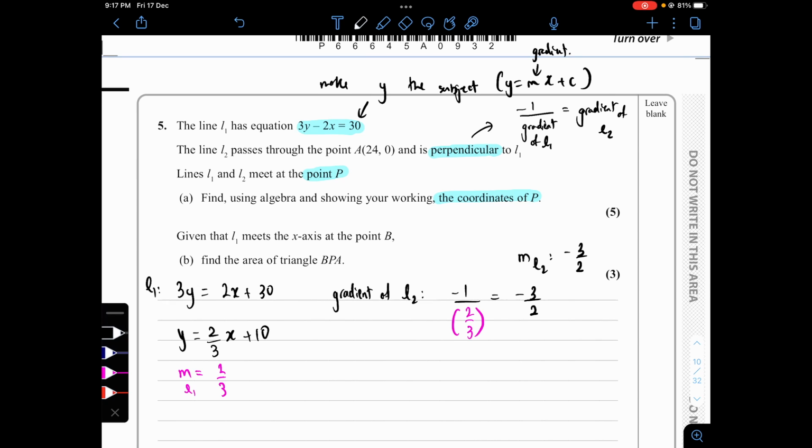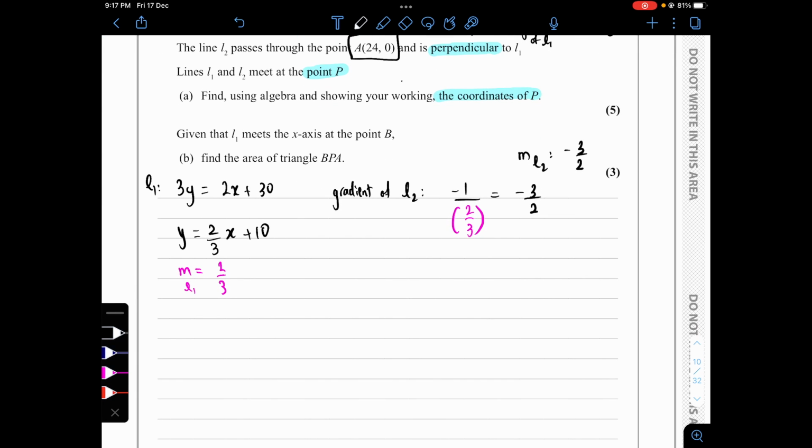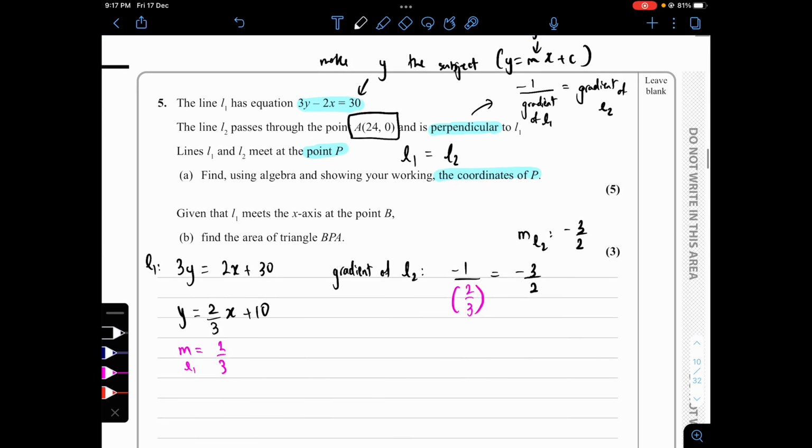Now are we done here? We're not, because now we need to find point P. To find point P, we need to do what? We need to equate line L1 to line L2, so we can find the coordinates of P. That's how we're going to find it, right? This is the key concept over here. When we equate both equations, we can find the x coordinate, which will lead us to the y coordinate of P.